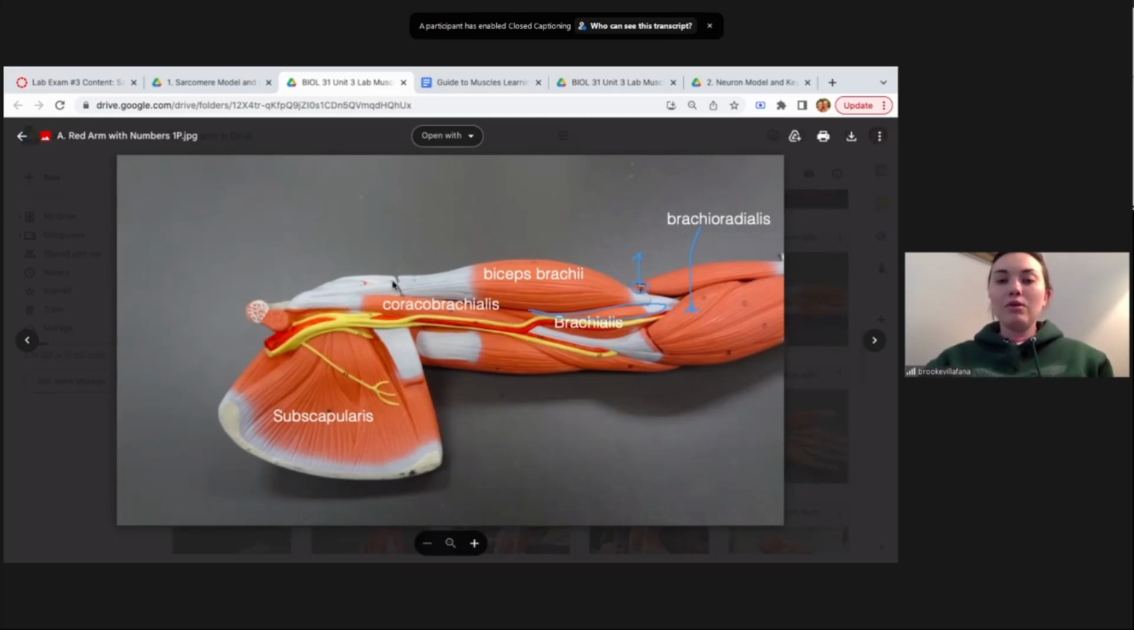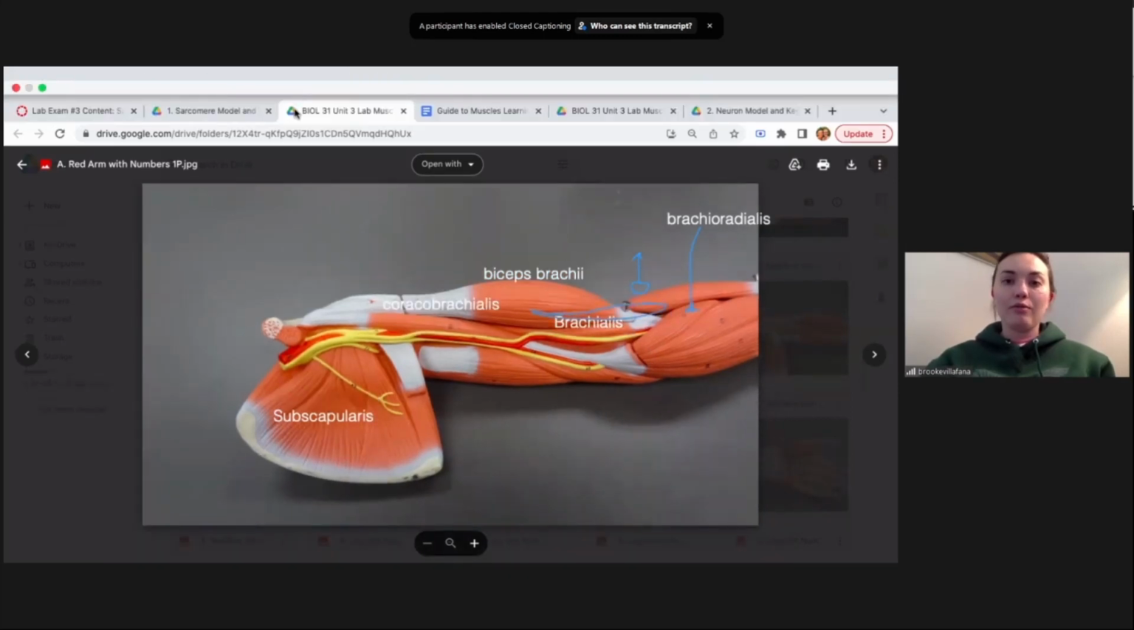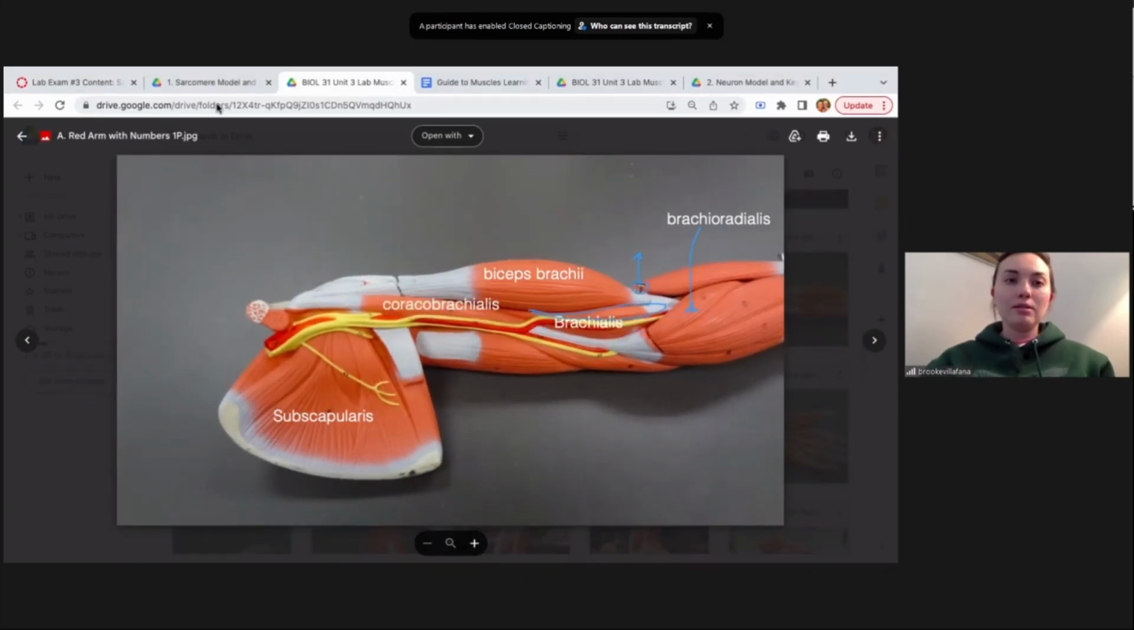So on this view, it really makes a lot of sense. Coracobrachialis towards the clavicle, brachialis right underneath the biceps brachii, brachioradialis in line, but going towards the radius bone on the forearm. Does that make sense? So that's kind of an easy way to get those few down right there. And then we'll rotate and look at the other side, okay? All right, so let's go to the other side.